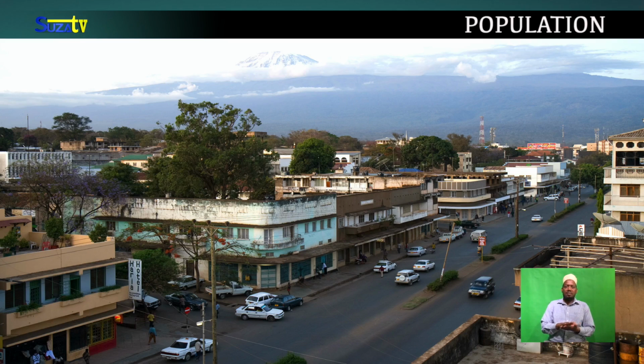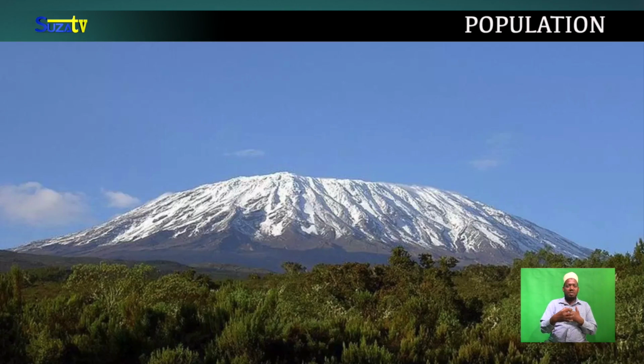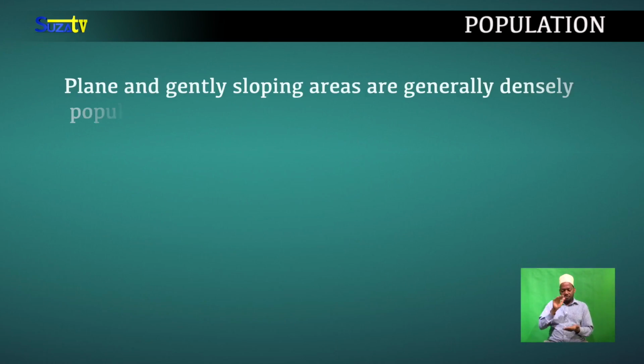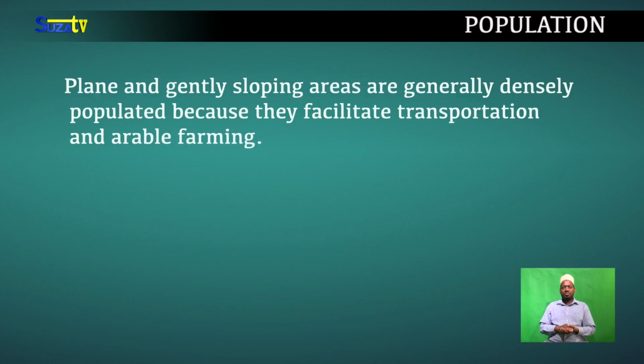We say the land is rough in most places. As we see in the picture, the mountain has a steep slope and rough land, so the people cannot settle or live there, so the people are fewer. Plains and gentle slope areas are generally densely populated because they facilitate transport and arable farming. As you see in the coastal area, there are a lot of people because the land is very plain and infrastructure can be developed.